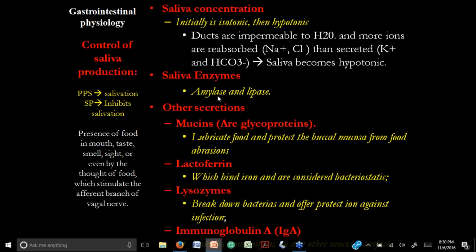Saliva enzymes: we have the amylase and the lipase. The lipase is similar to the pancreatic lipase, and the amylase is the same as the pancreatic amylase.